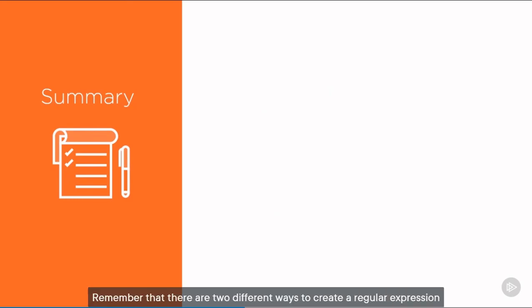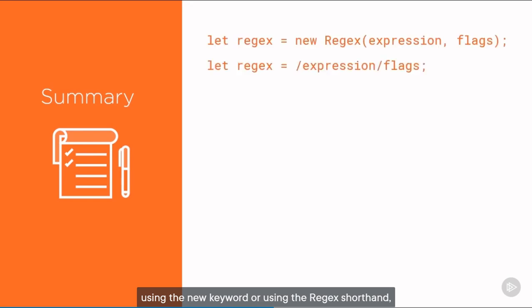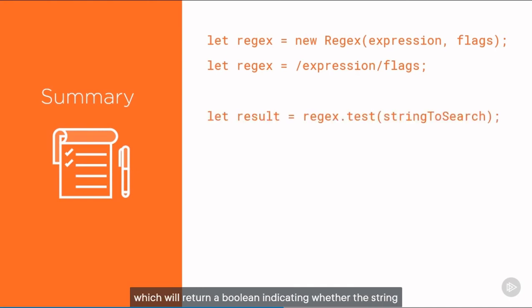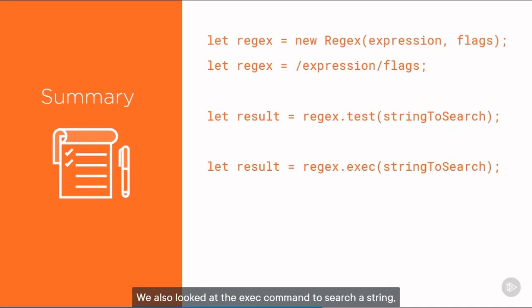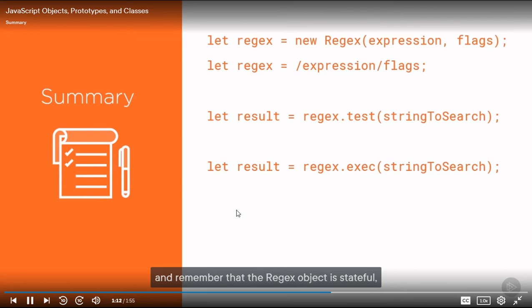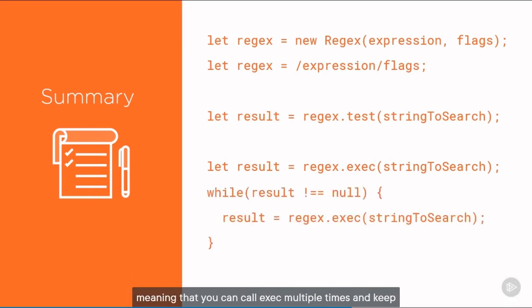Remember that there are two different ways to create a regular expression, using the new keyword or using the regex shorthand. And then you can use the test function, which will return a Boolean indicating whether the string contains text that matches the regular expression. We also looked at the exec command to search a string. And remember that the regex object is stateful, meaning that you can call exec multiple times and keep finding multiple matches in the string. And with that summary, this wraps up this module and course.